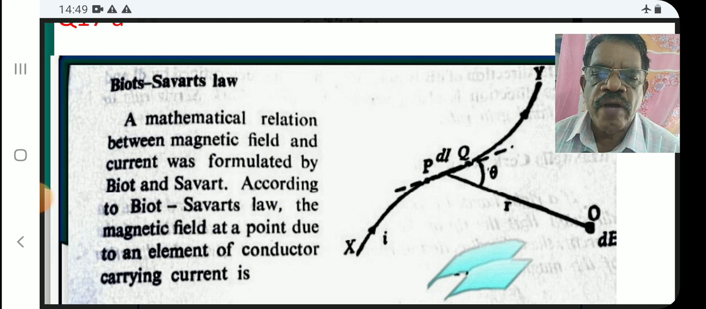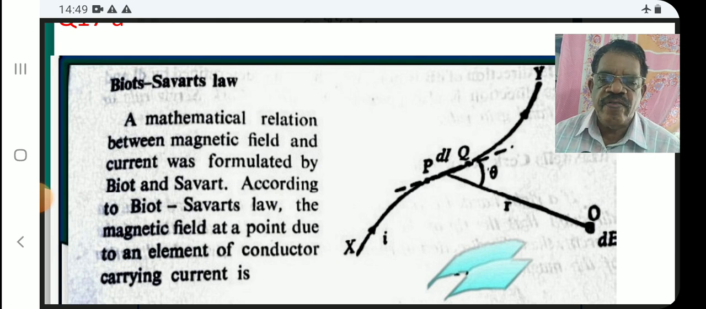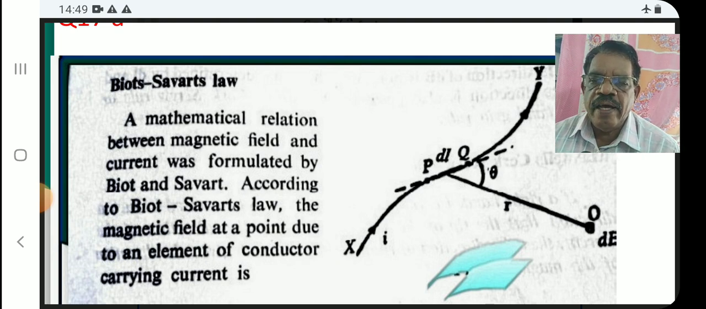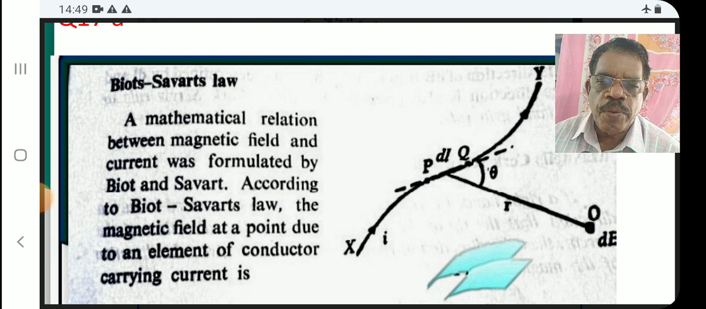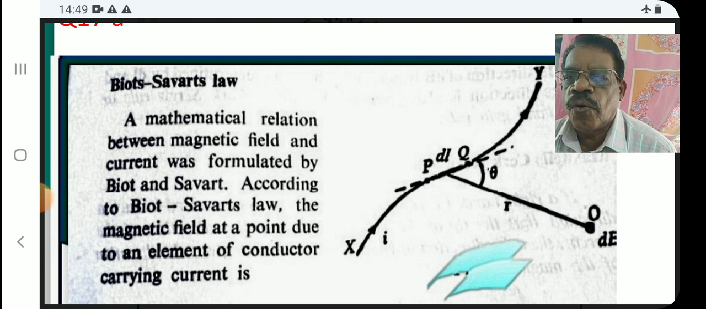At the point Q, we have to find a field dB. The flux density we write as small dB. R is distance. When a current small I passes through the conductor, the small element will produce a magnetic field at the point O. That is given by Biot-Savart law. Biot we write as Biot, but we read as Bio. Biot-Savart is sufficient.